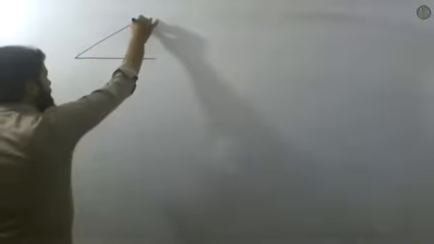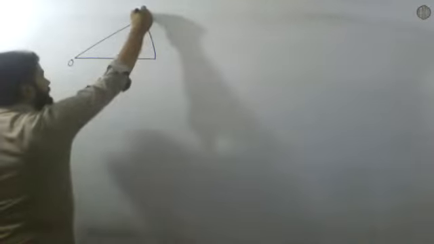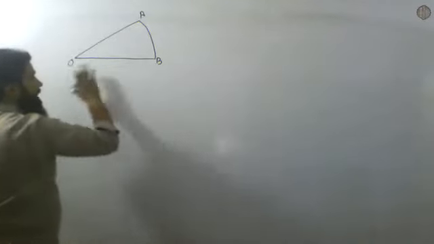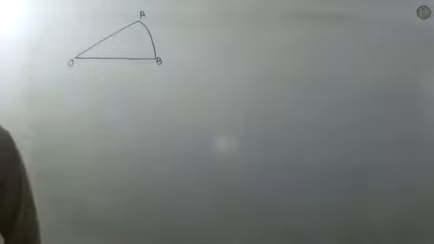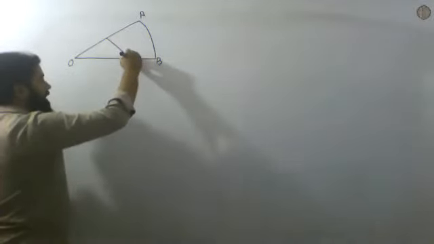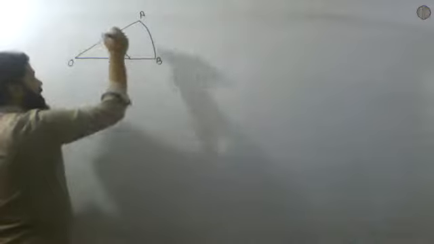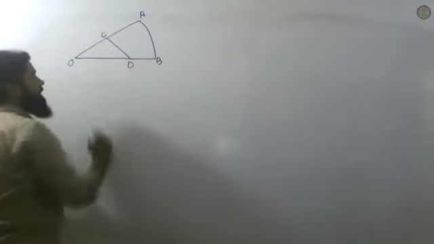Okay, now they are giving us a sector. They are saying this sector is basically OAB. The sector is OAB, and in this sector they have given us two different points. One is C and one is D.